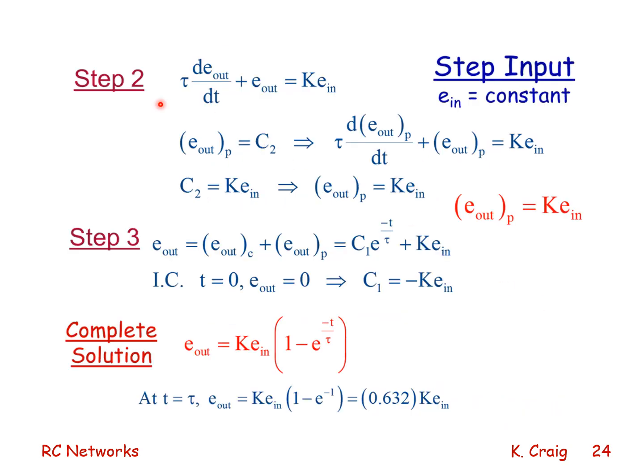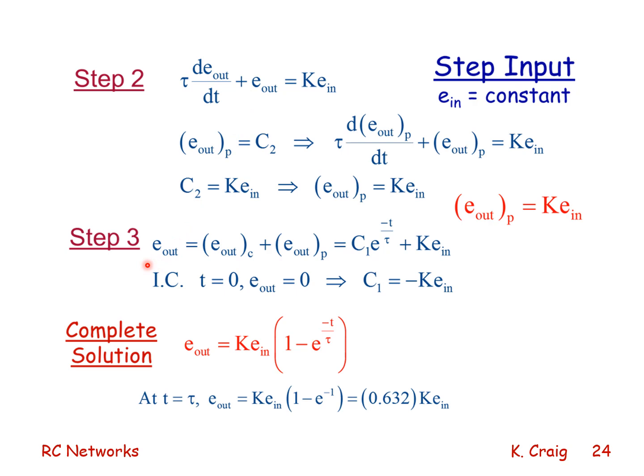Step 2 of the process, for a step input, E in is a constant. So I assume my particular solution is a constant, C2. I substitute that into my differential equation, and I see that the derivative of the constant is 0. E out particular is C2. C2 equals K times E in. So E out particular equals K times E in. K is part of my differential equation. It's a parameter along with tau in my mathematical model.